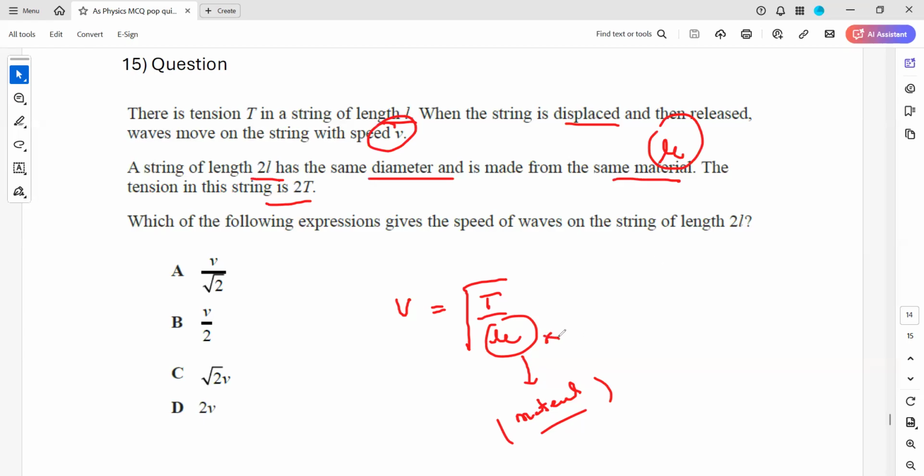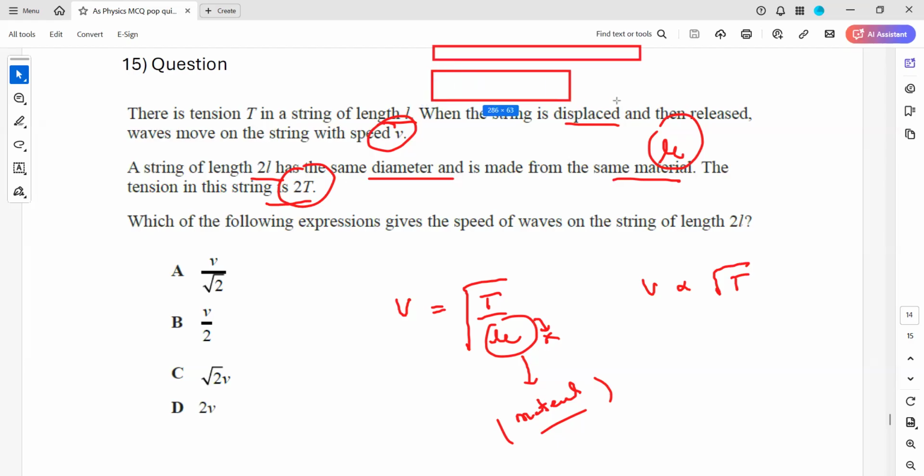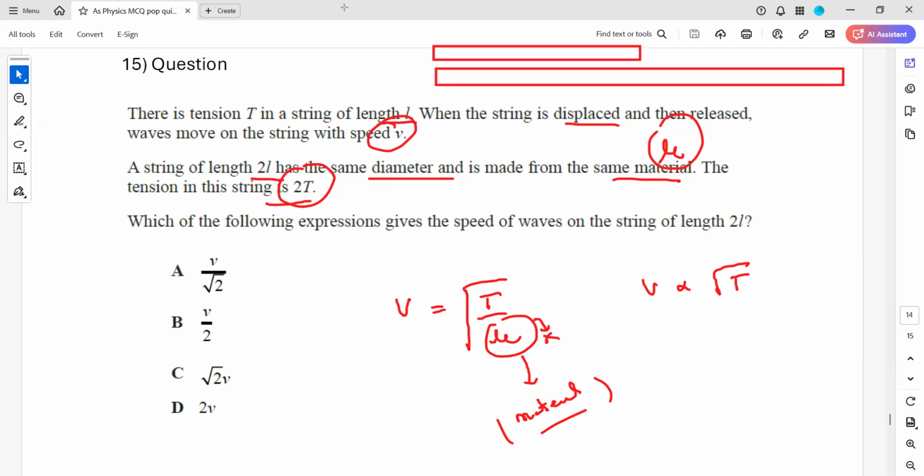If the mass per unit length is not changing, V is directly proportional to under root T. In the question, the length is doubled, but when we double the length and keep the same diameter, the mass per unit length will not change. The mass per unit length will change if we change both the diameter and the length together. But in this case, we did not change the diameter. We keep the same diameter and just double the length. So the mass per unit length of these two wires will remain the same. How much matter is there in a unit length, that will remain the same.